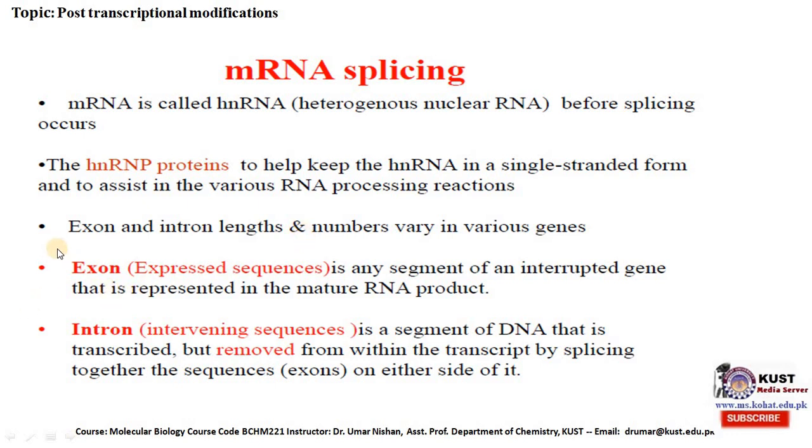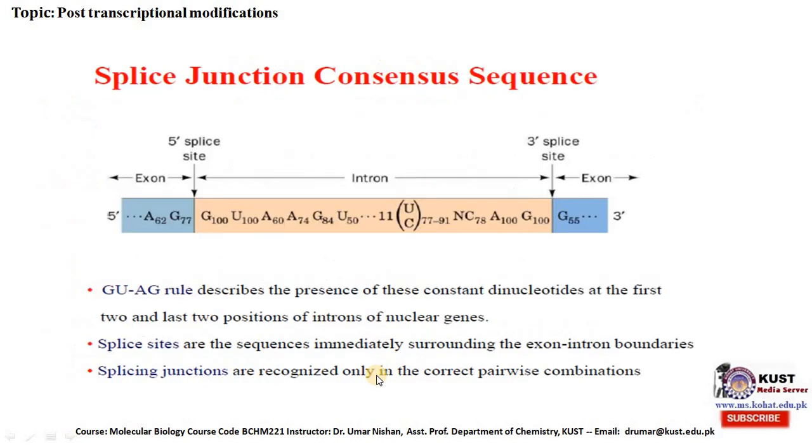So now, what is an exon? Exon, or expressed sequence, is any segment of an interrupted gene that is represented in the mature RNA product. Intron, or intervening sequence, is a segment of DNA that is transcribed but removed from within the transcript by splicing together the sequences, exons, on either side of it. Splice junction consensus sequence: now you see here, this portion is showing the exon, this is showing the intron, and then again here it is the exon.